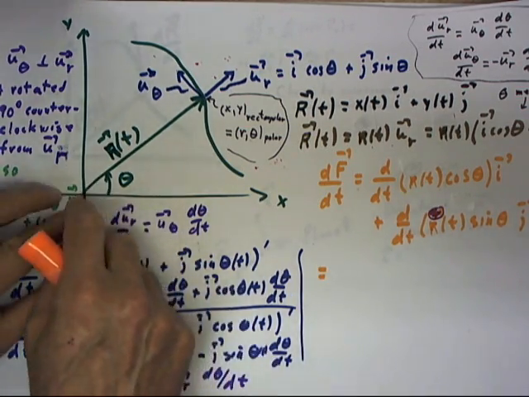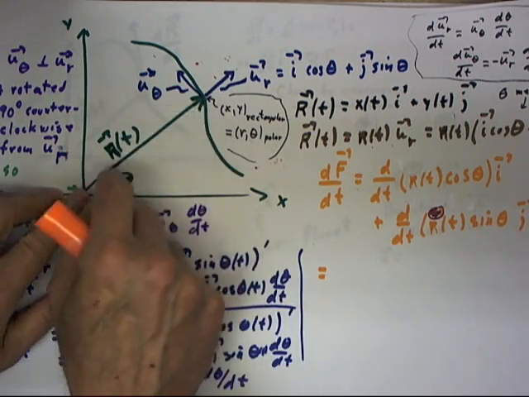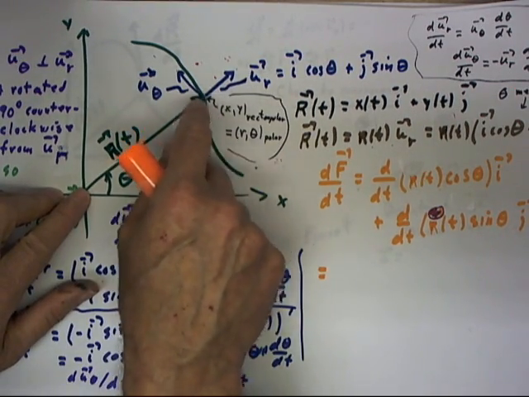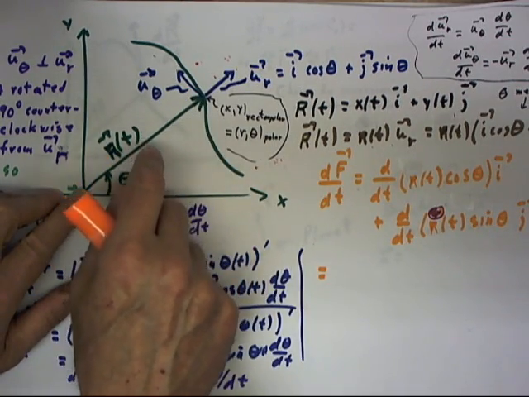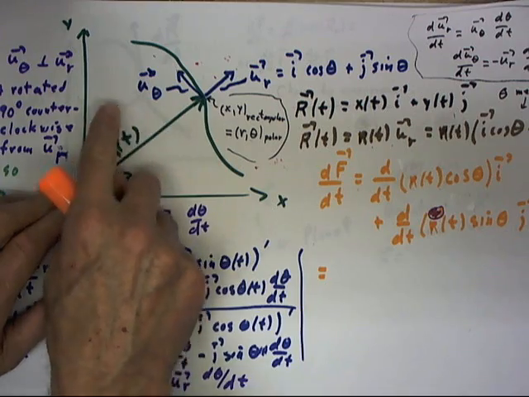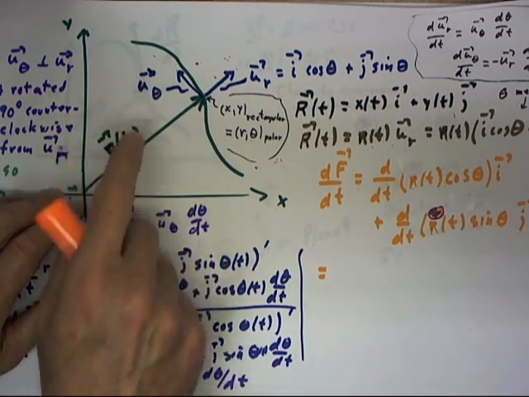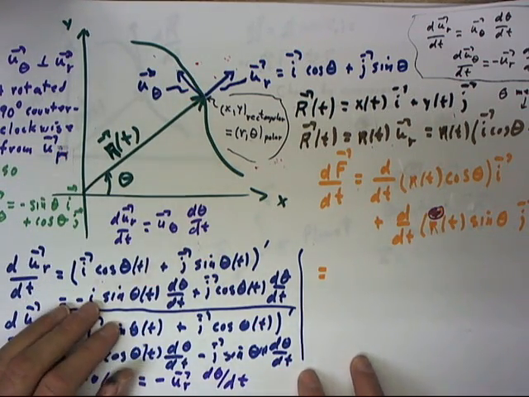And we see that if r changes, if the length of the vector changes, the magnitude, that's going to be a change in the direction of u sub r, if the vector gets longer or shorter. And if the vector changes direction, it's going to cause a change in the direction of u sub theta.